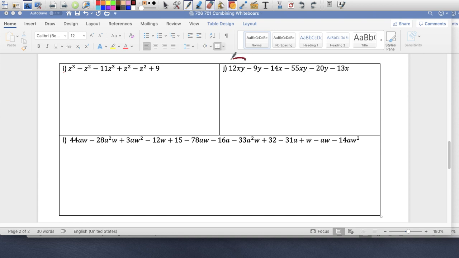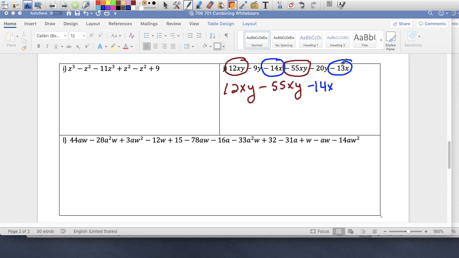Alright, so let's do the xy first. So I get 12xy. Is there any other xy? Yes, there is one right here. Minus 55xy. And then let's do the x's. Here's an x. Minus 14x. Minus 13x. And then we're going to do the y's, and I'll do that in black. Minus 9y. Minus 20y.